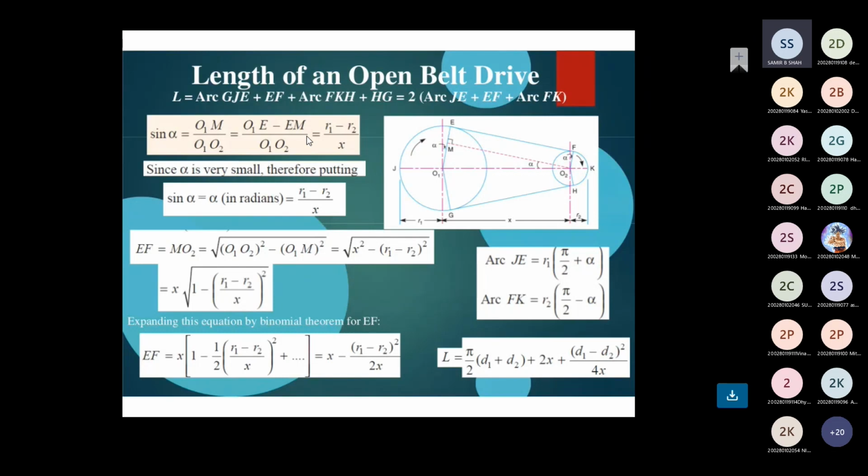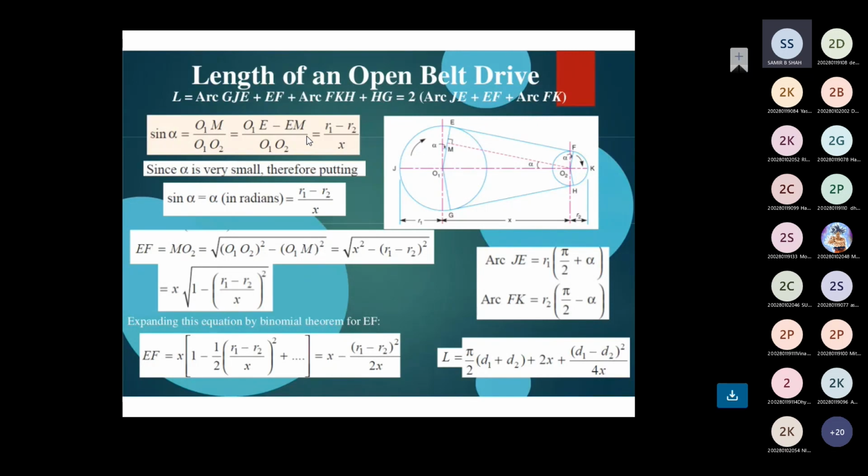You can see the diagram, and from the diagram we can say that alpha is very small. So in place of sine alpha, we consider alpha. So alpha is equal to R1 minus R2 by X. We get the value of alpha as R1 minus R2 by X.